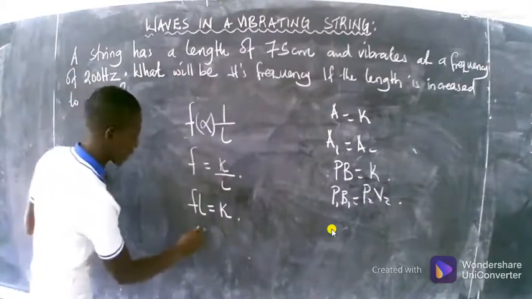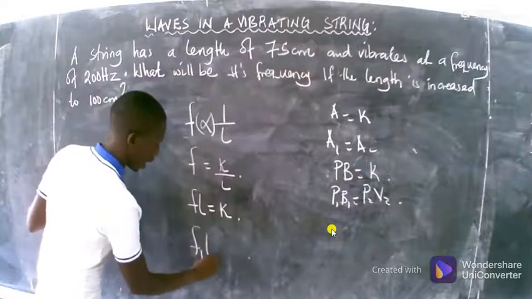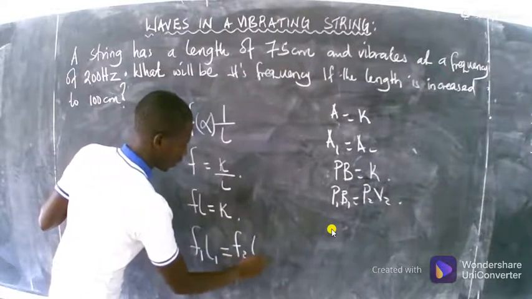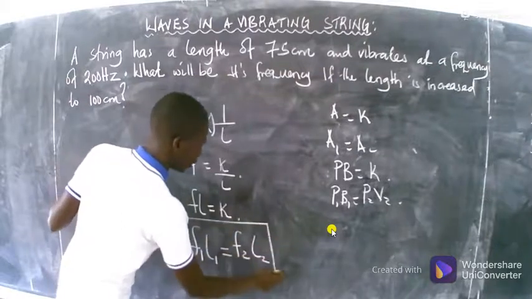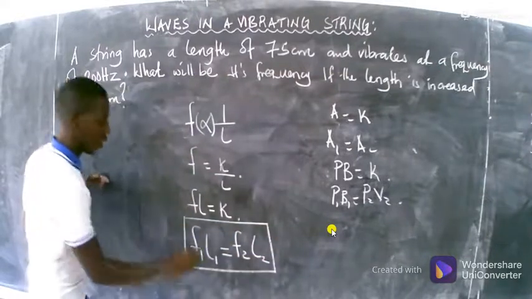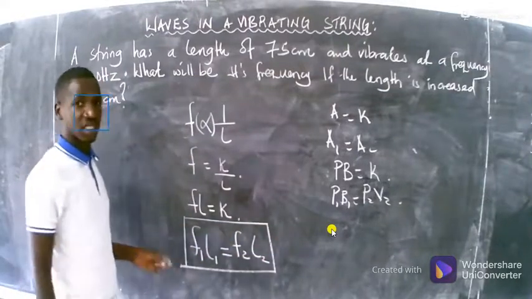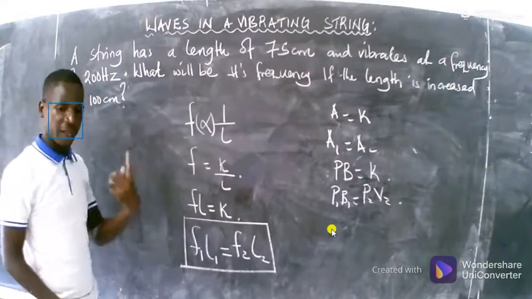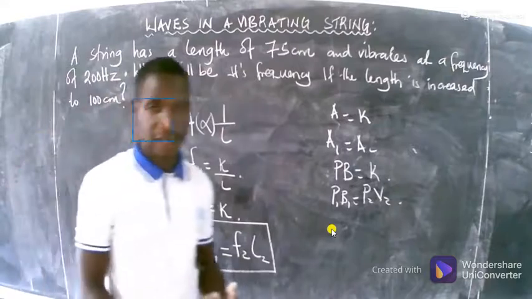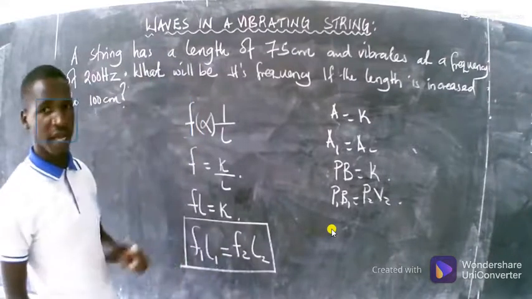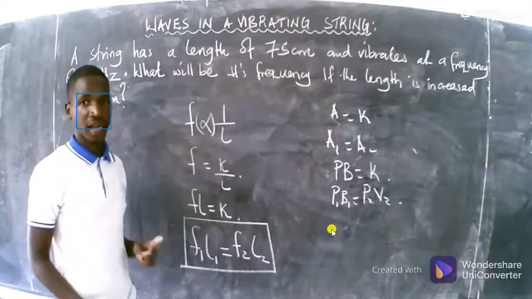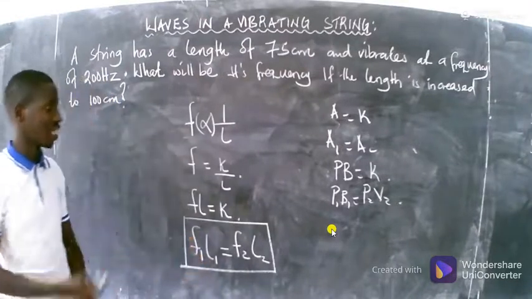This implies that F1, L1 should be equal to F2, L2. This is the expression that relates the frequency of a vibrating string with its length. F1, L1 should be equal to F2, L2. This is the one.